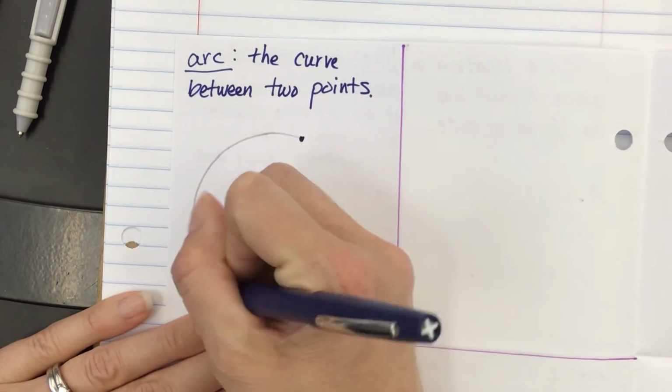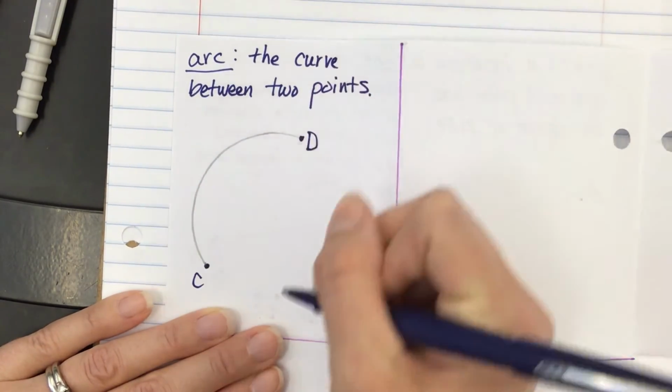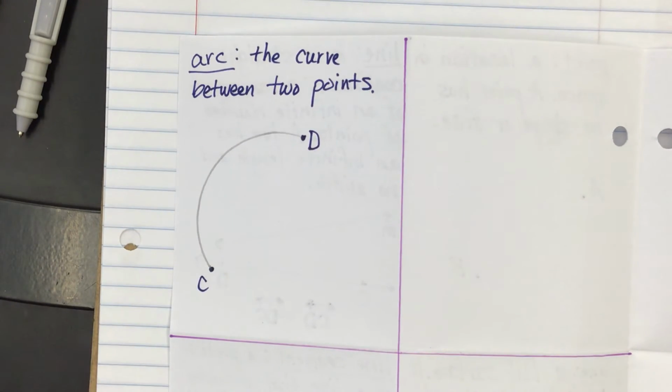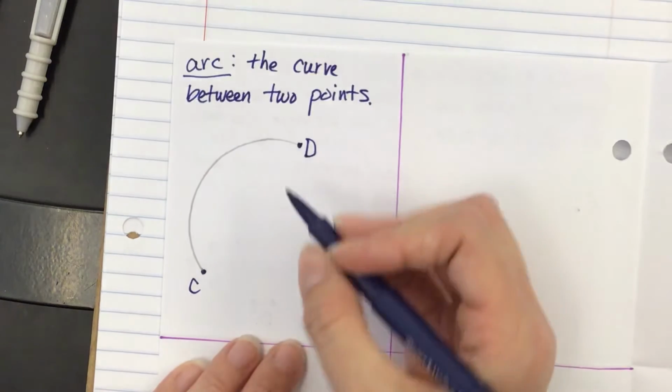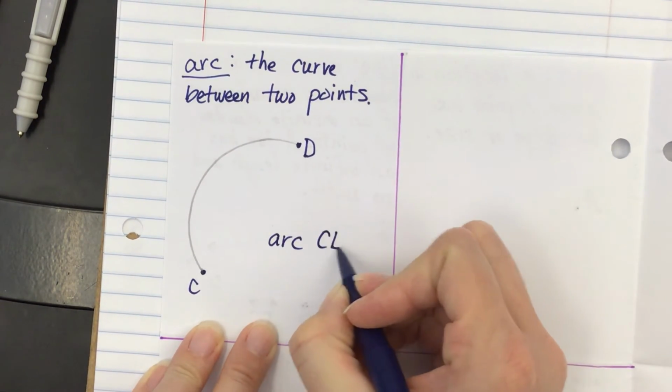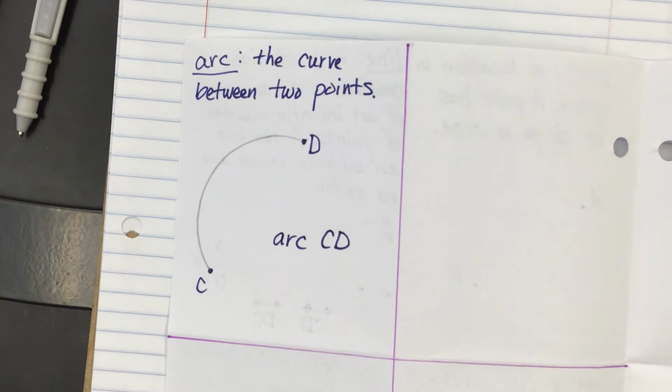So we'll call this point C and this point D. And when we are referring to an arc, we write out arc CD. That is how we write the name of an arc, arc CD. Or arc DC, that's true.